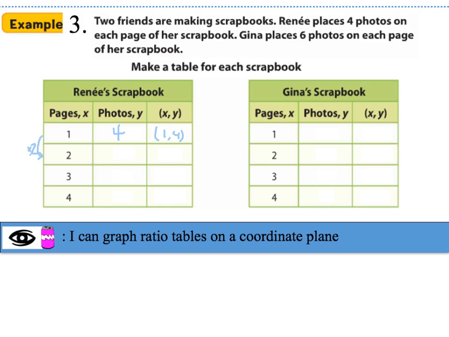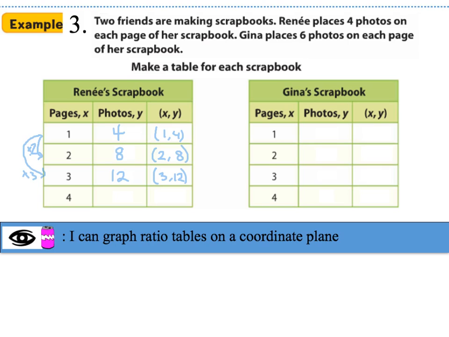So on 2 pages, she would have 8 photos, and her ordered pair would be 2, 8. Let's go ahead and scale it again. Let's multiply it by 3. So on 3 pages, she would have 12 photos, which would be 3, 12.